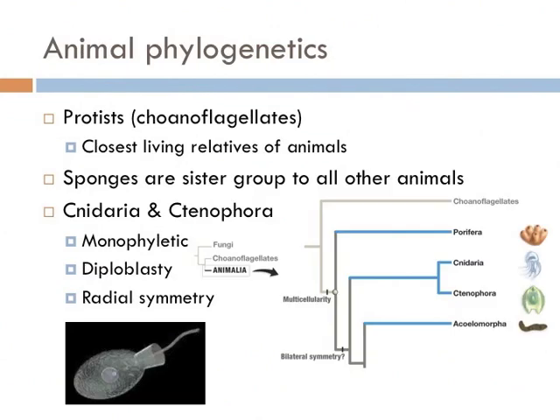Compared to the protist and fungi phylogenetics, animal phylogenetics is far more straightforward. Animals' closest living relatives are protists known as Choanoflagellates, and they really look nothing like an animal. You can see a picture of one in the lower left-hand corner.